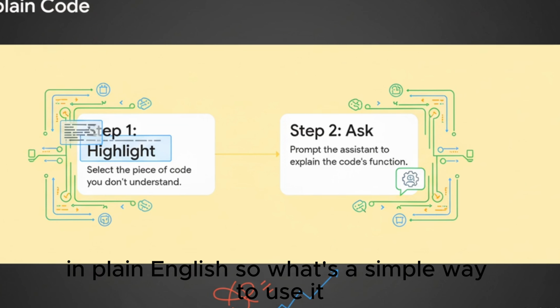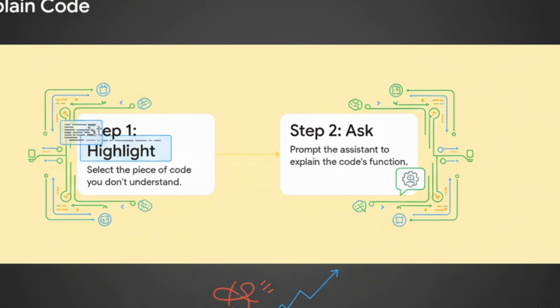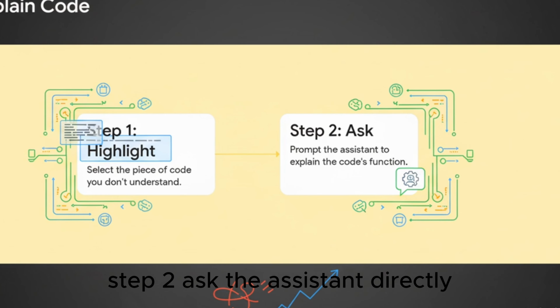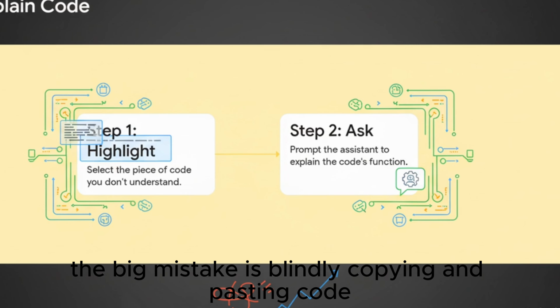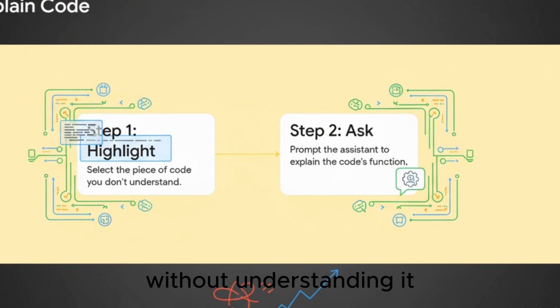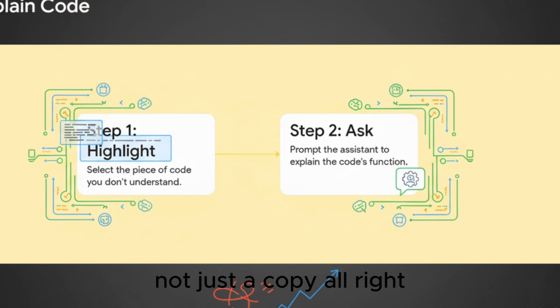So what's a simple way to use it? Step 1, just highlight a chunk of code you don't understand. Step 2, ask the assistant directly, explain how this code works. It's really that easy. But here's the catch. The big mistake is blindly copying and pasting code without understanding it. That can introduce some really subtle bugs or even security issues. You want to use this as a tool to learn, not just to copy.